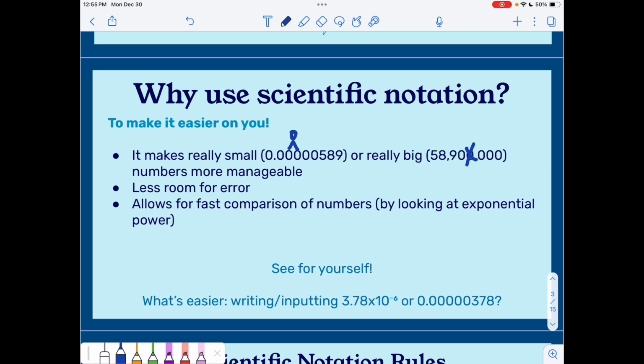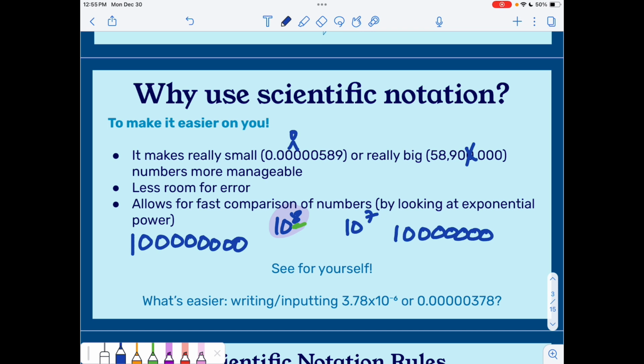It also allows for fast comparison of numbers by looking at the exponential power. Let's say you are given two numbers, 10 to the 8th and 10 to the 7th. Here, you can immediately tell that 10 to the 8th is bigger because the exponent is bigger. However, if you were given the same numbers written out, 100,000,000 versus 10,000,000, it would be a lot more difficult to see quickly which one is bigger without counting all the zeros.